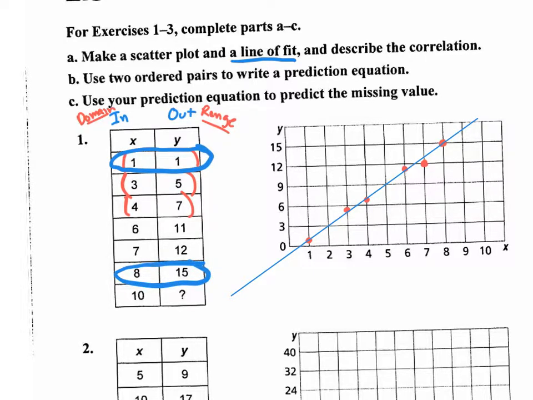So we've done part A. Well, almost all of it. It said do a scatter plot. Okay, we did a scatter plot. A line of fit, a line that best fits. We said that the first point and the last point produces that best line.